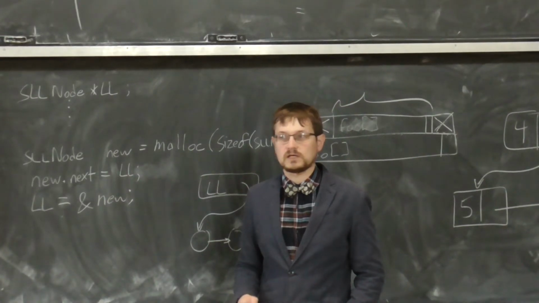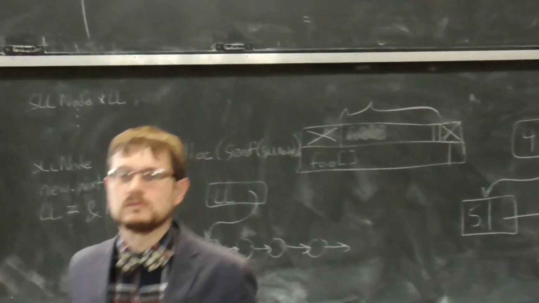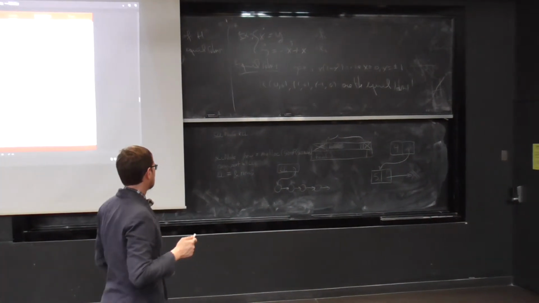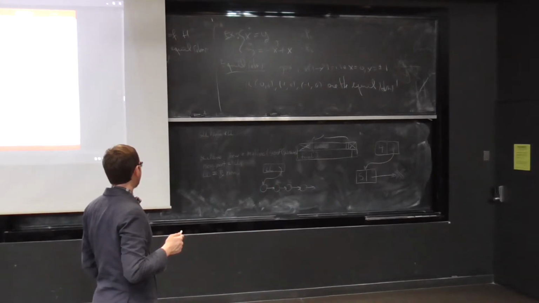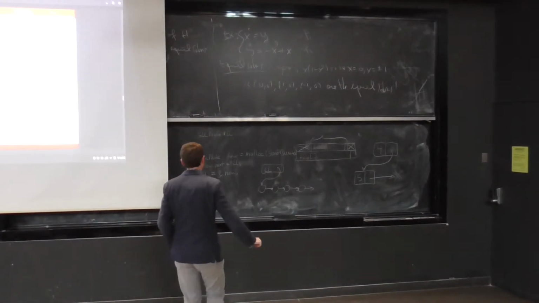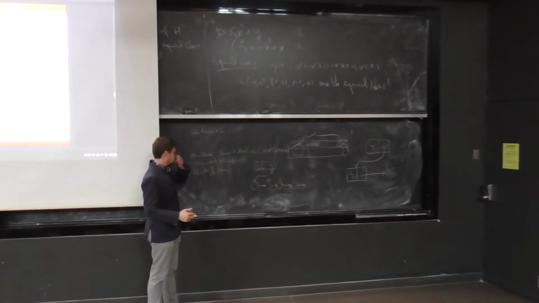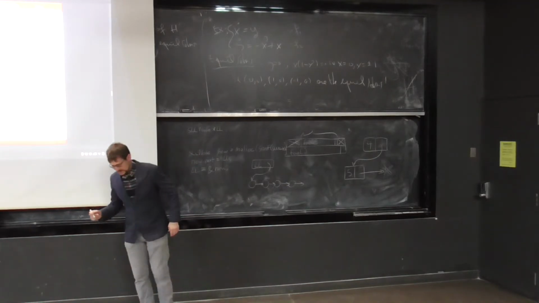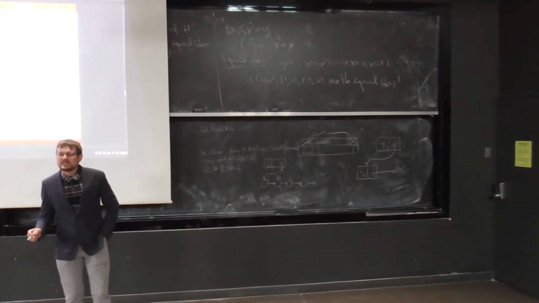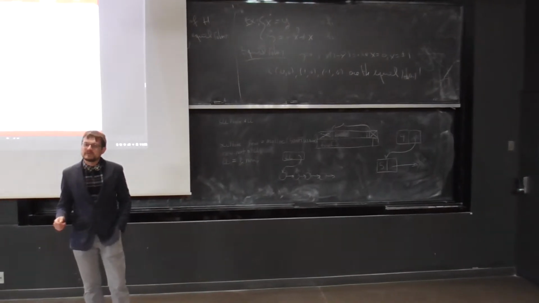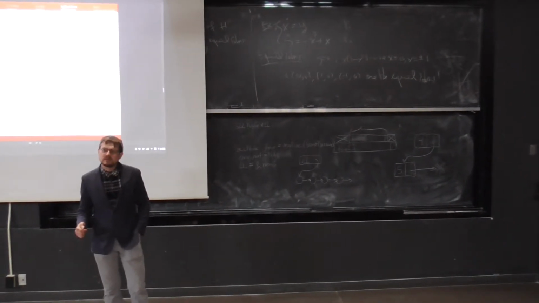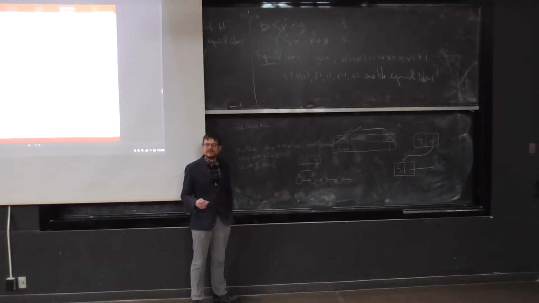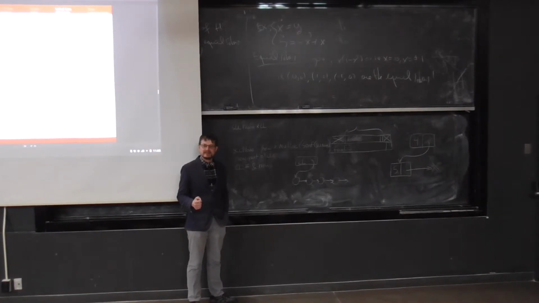Any questions? You, sir? So in the new.next, would that be dereference new.next, or would it... Didn't you make a pointer in the malloc? Like, that's a pointer, right? New is a pointer? Implicitly, yes, but also no. It's a pointer in the same way that arrays are pointers. Oh. Okay, so the compiler takes care of that. Yeah.